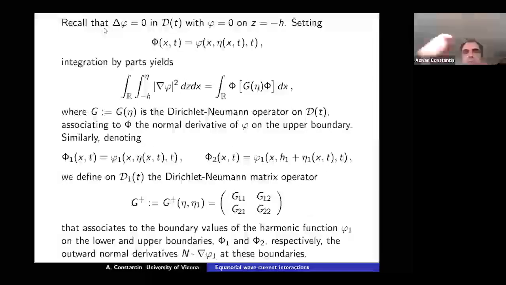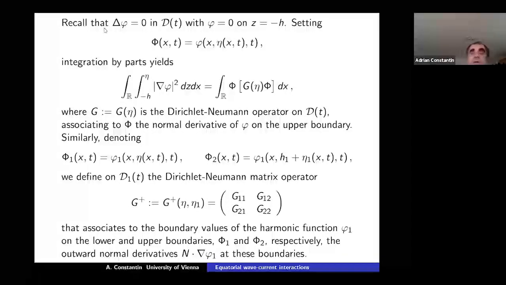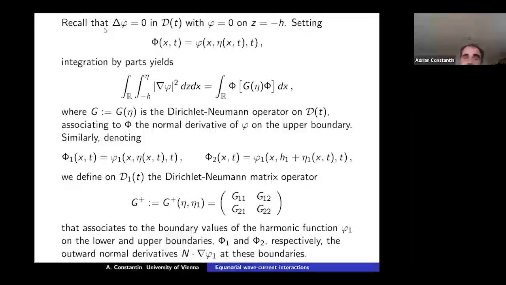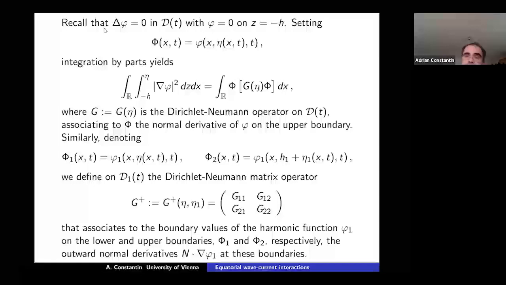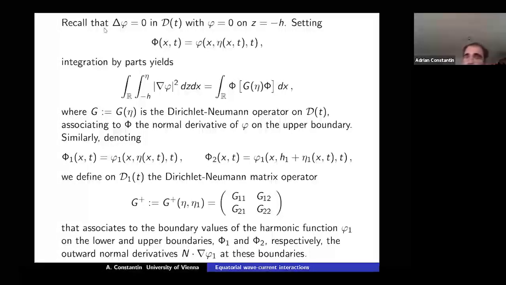Okay. So what is here? In order to simplify the equations, I will have to pay a price, non-locality, but I reduce the number of variables. I reduce the number of variables by using the Dirichlet-Neumann operator, but I have to use two Dirichlet-Neumann operators.